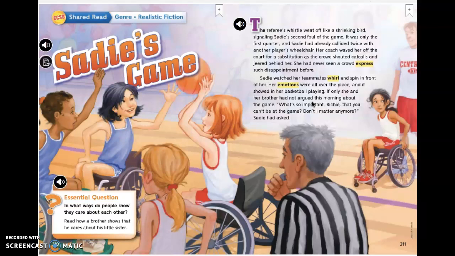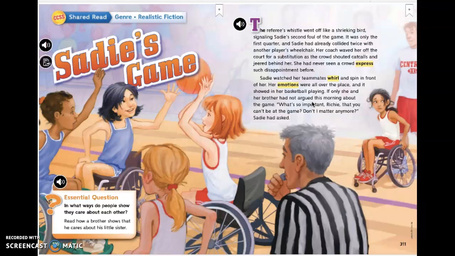Today we're going to look at a comprehension skill called problem and solution. Identifying the problem and the solution in a story can help you understand the characters, setting, and plot. The problem is what the characters want to do, change, or find out. The solution is how the problem is solved.